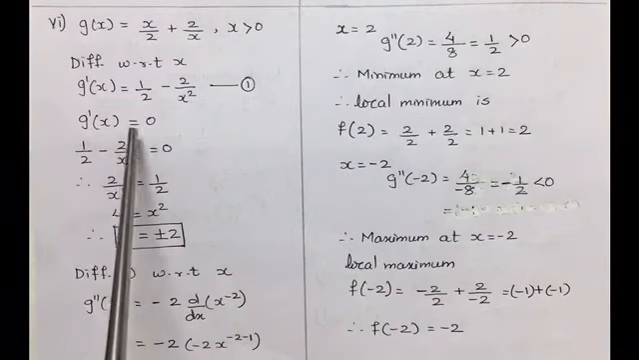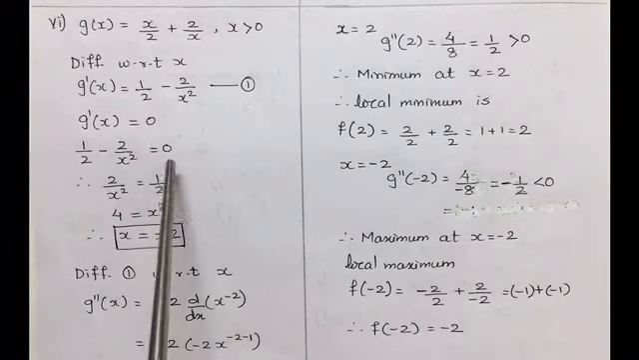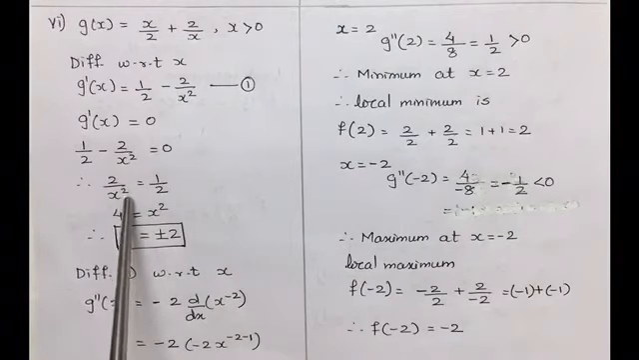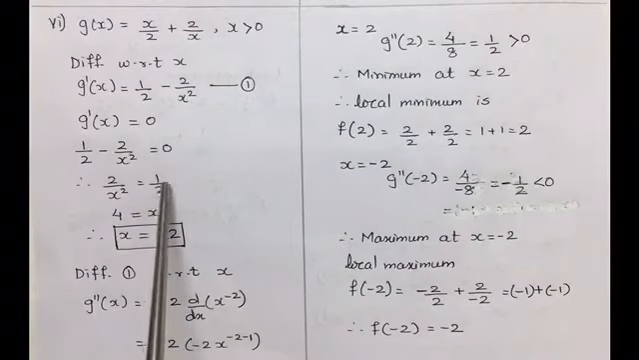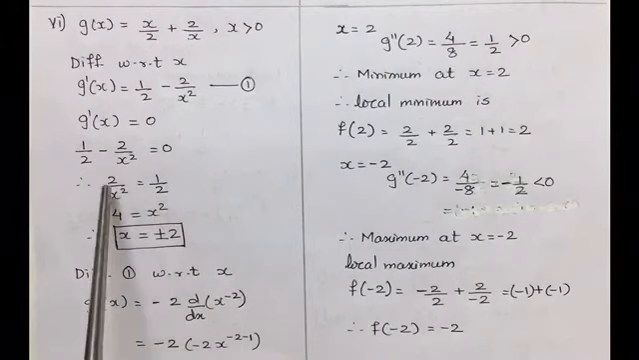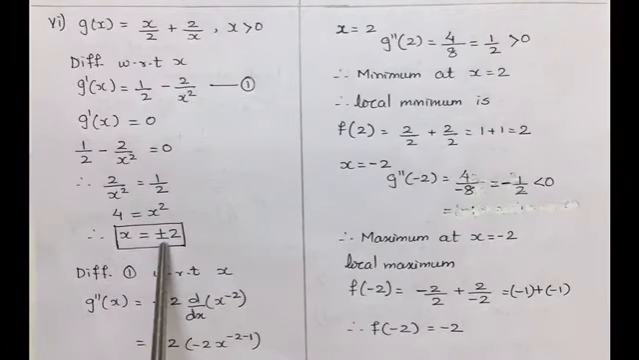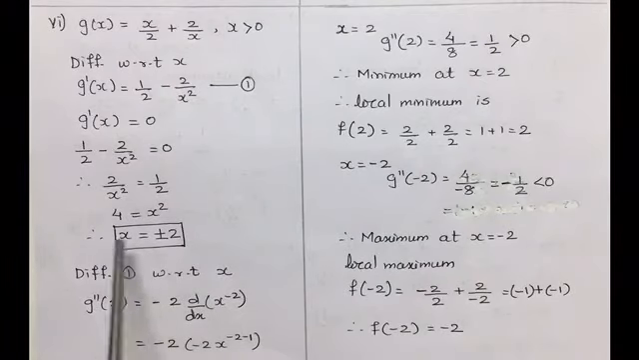Now equating the first derivative to 0 for calculating the value of x, we get 2 by x square is equal to half. Going for cross multiplication, we get x square is equal to 4. Therefore, the value of x is equal to plus or minus 2. So we got two values of x here. Now to find the maximum and minimum, we'll go for the second derivative.